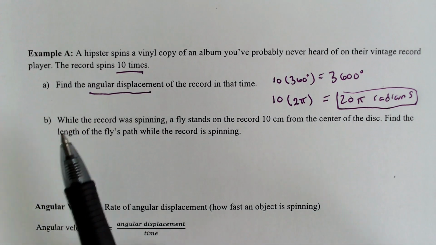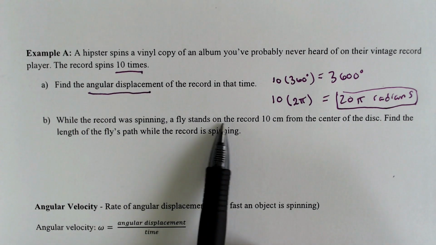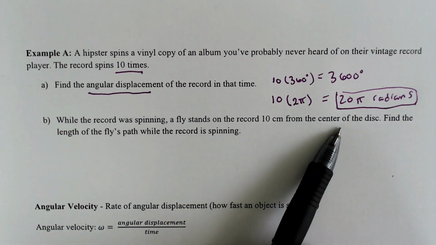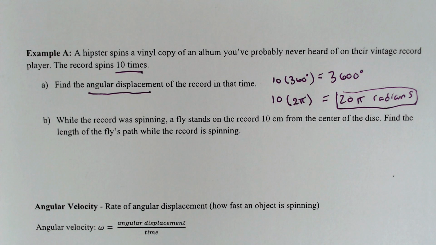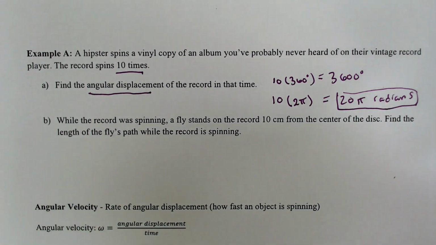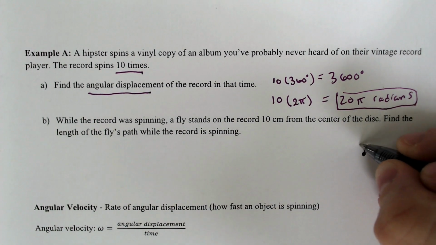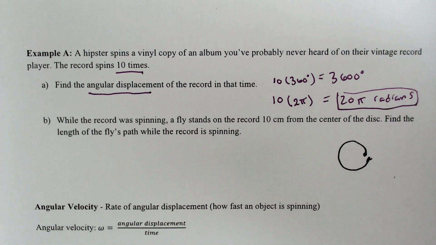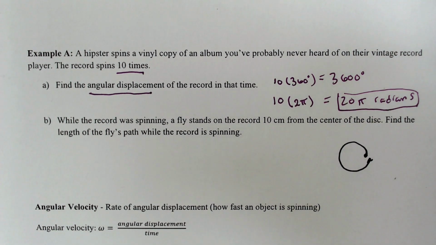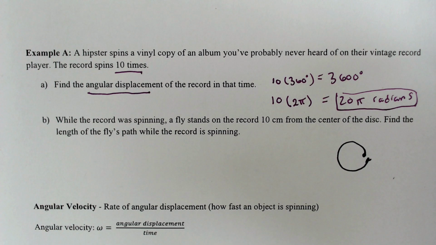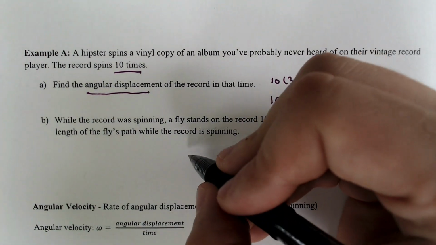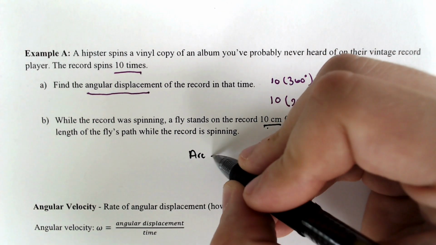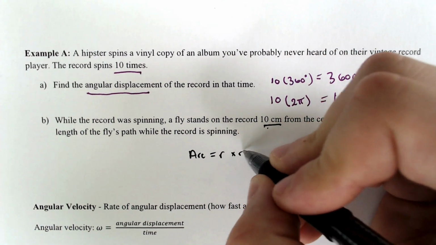All right. While the record was spinning, a fly stands on the record 10 centimeters from the center of the disc. Find the length of the fly's path. So this is like the linear path, but it's really going to be going around in the circle because you got your fly here and he's going around. Each and every time he goes around, he has completed one circle, essentially, that had a radius of 10 centimeters. So you can do your arc length is equal to radius times radians.